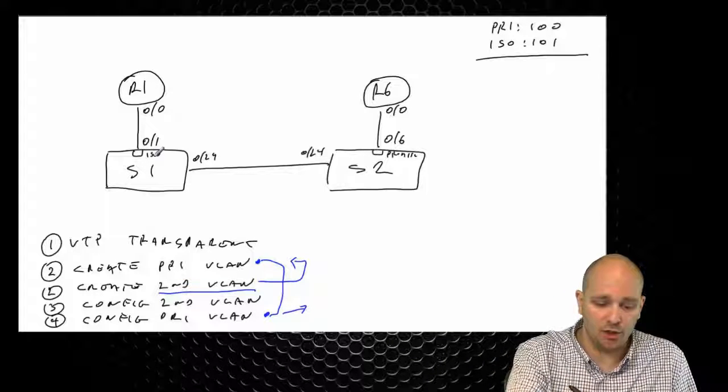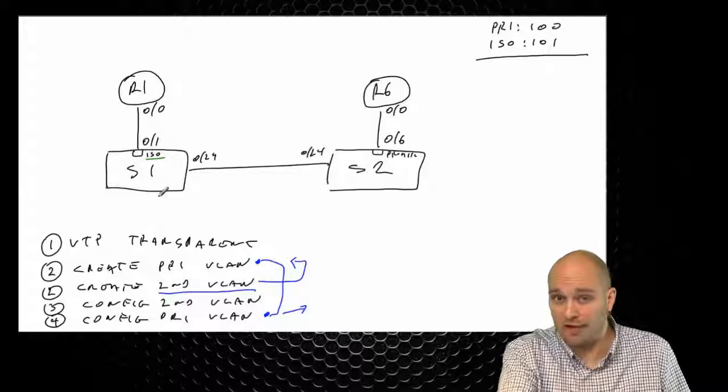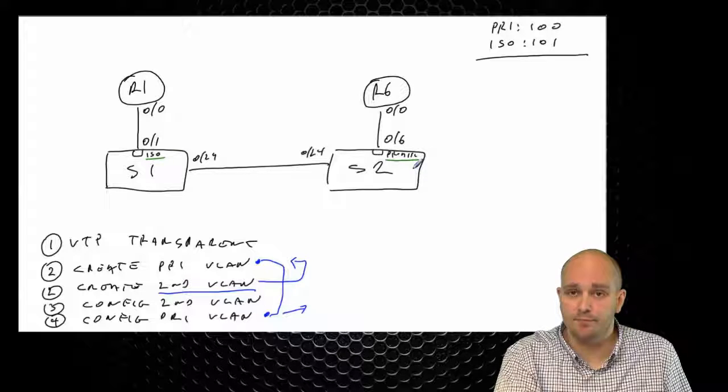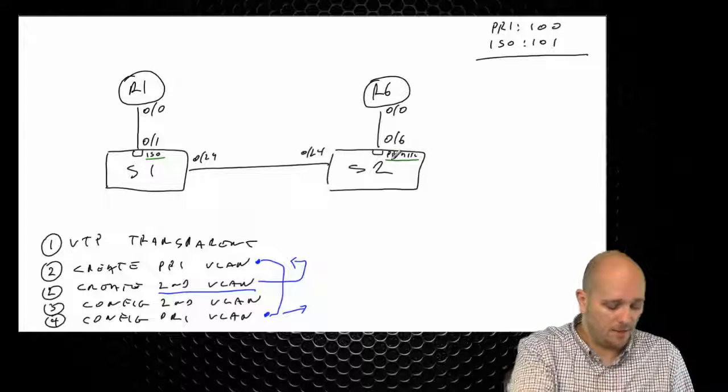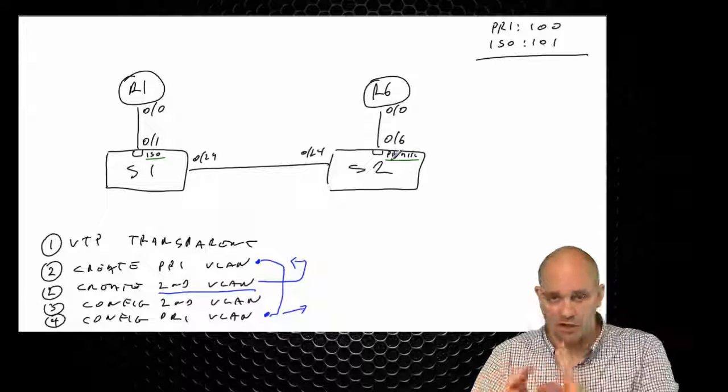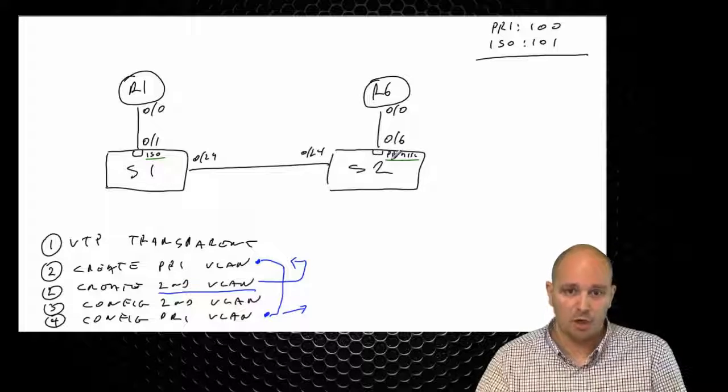So what we need to do here is configure this as an isolated port, as a port in isolated VLAN, and we want to configure this port here as the promiscuous port in VLAN 100, associated with the secondary VLAN 101, just as I explained earlier.